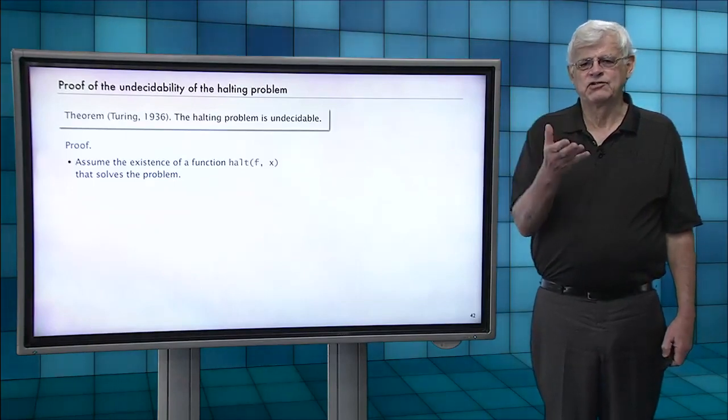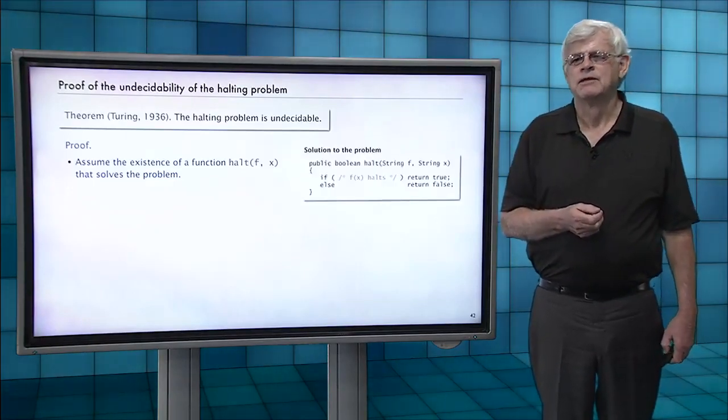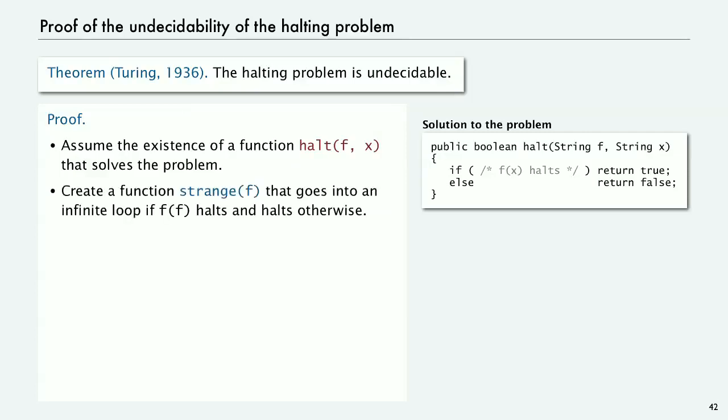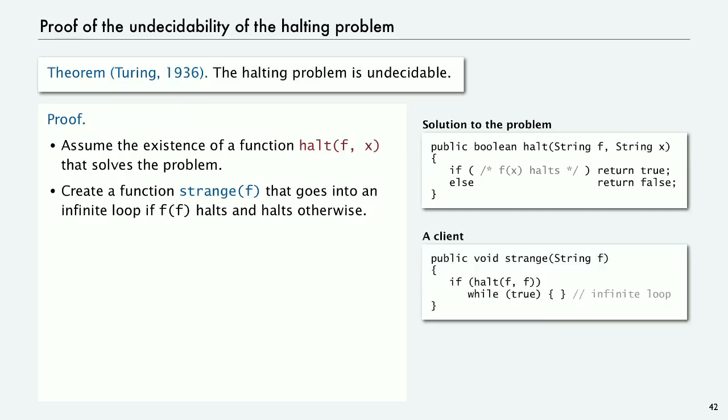Again, assume the existence of halt f of x that solves the problem. So that's our code, where within the comments is something terribly clever. Now we're going to create a new function from that called strange of f, and that takes a function as argument. What that's going to do is give the function itself as input. They're all strings, so there's no problem with doing that. What strange is going to do is, if f of f halts, it'll go into an infinite loop. And if f of f doesn't halt, then it'll halt. It's kind of the opposite. And that's a simple code.